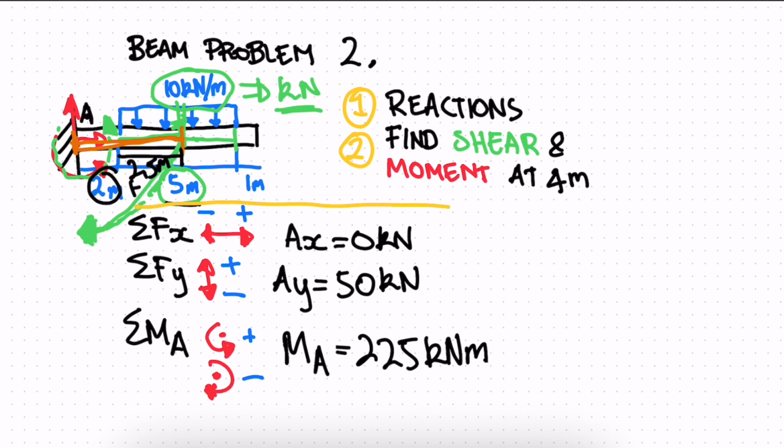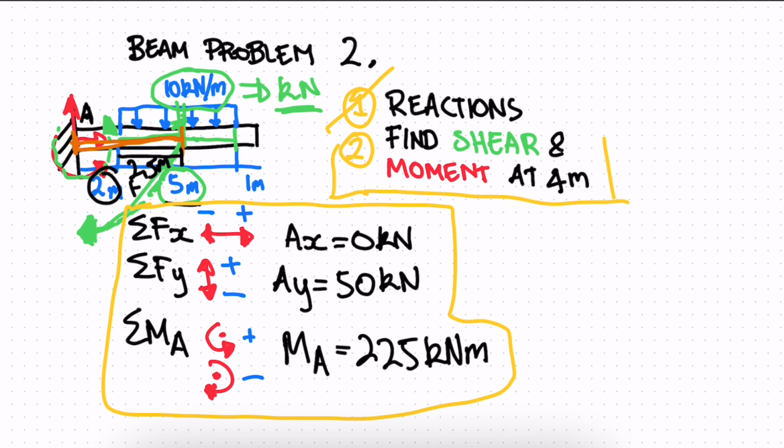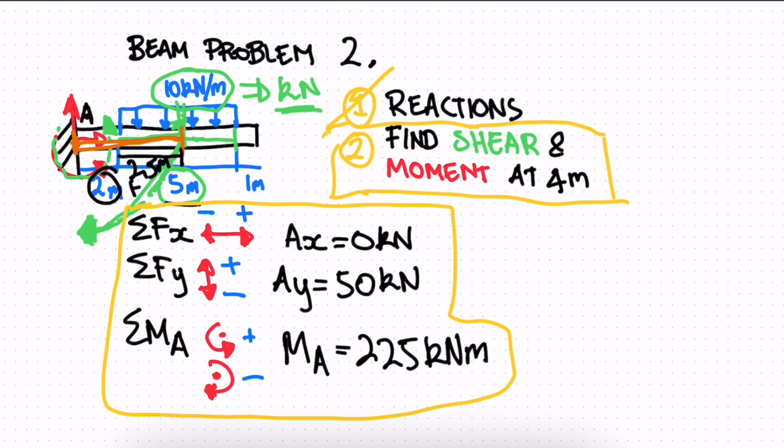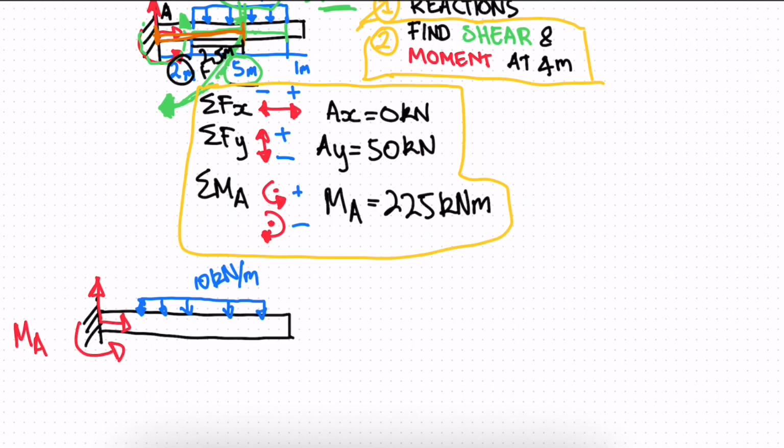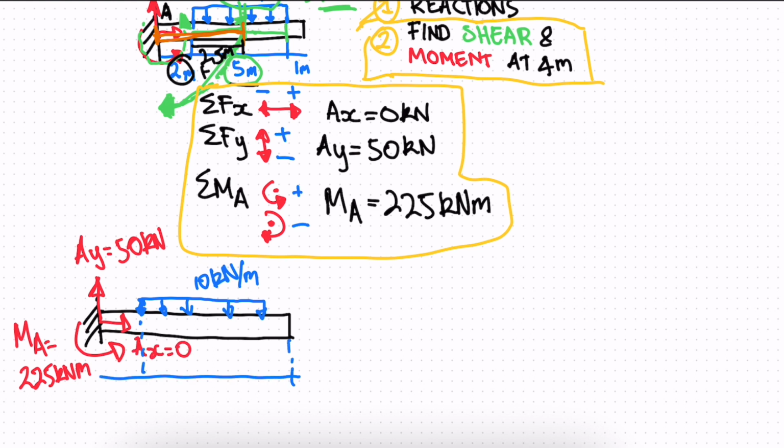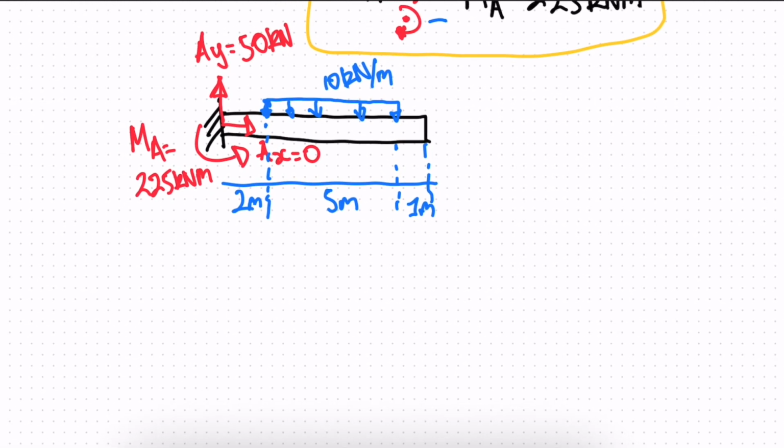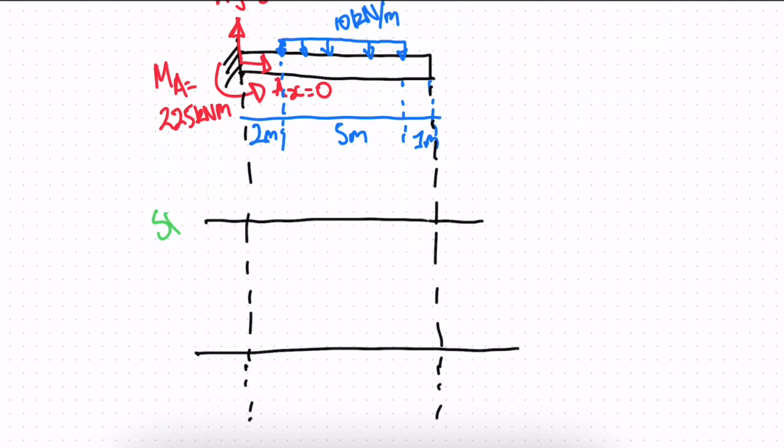All right, so now we have solved our reactions, and now we can find our shear and moments. What we can do is draw our diagrams. Let's redraw our beam with all our reactions. Our MA was 225, our AY was 50, and our AX was 0. And then our distances: it's 5 meters, we have 2 meters here, and this was 1 meter. Now we have our beam, and we can draw our shear force diagram and bending moment diagram, each with a positive and negative side.